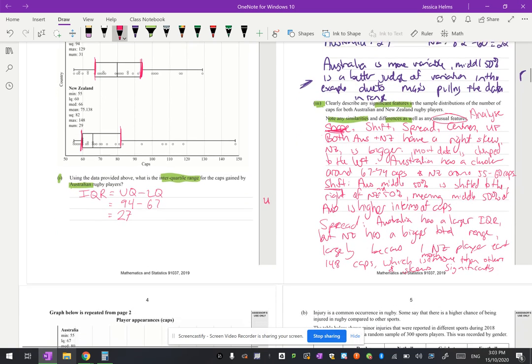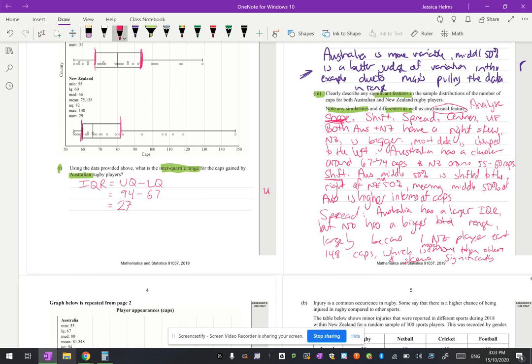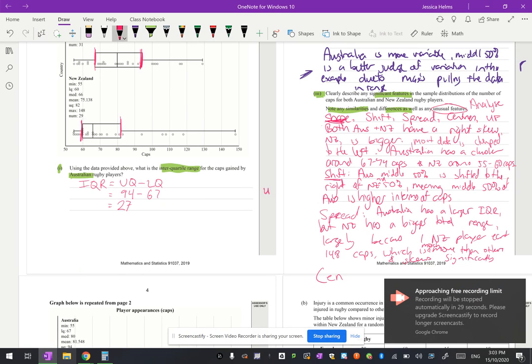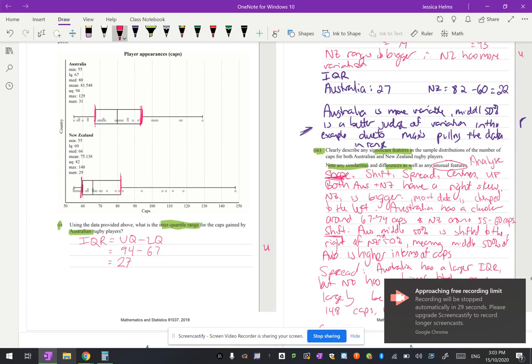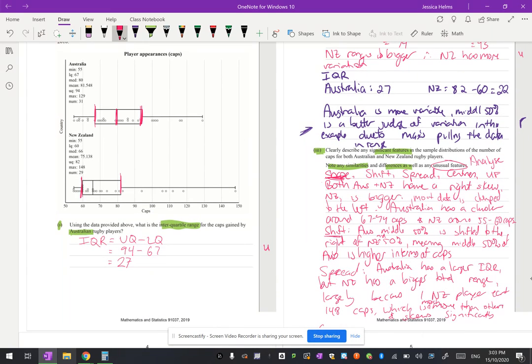Okay, now I'm running out of room here, but we can also talk about centers. You want to talk about the median. Roughly, the median for Australia is 80 compared to the median of 66. So it's slightly bigger, but it still lies within the interquartile range. Also the mean for Australia is larger than the mean for New Zealand. However, it's normally distributed still, and it's not significantly different. So, a few of the things that you can talk about.